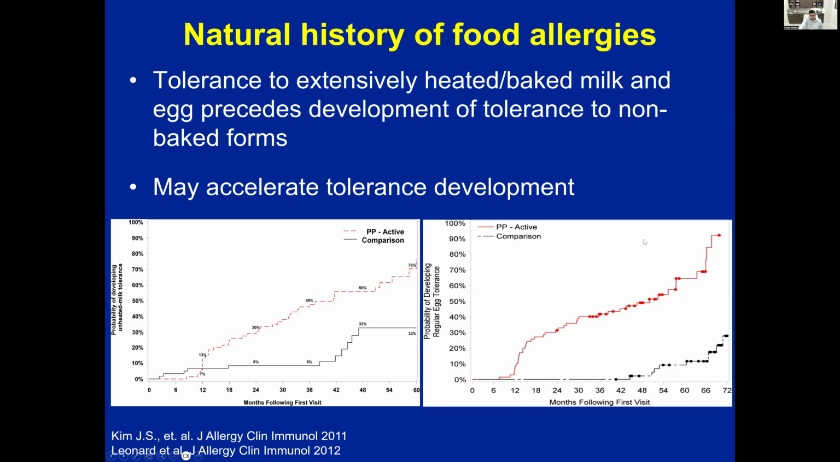And this has clinical implications. Especially, again, this is only for milk and egg. The implication is you may not want to completely have the child avoid milk or egg. If they're able to tolerate them in baked forms, it's actually better for the child to do so because they may outgrow their allergy faster than with strict avoidance. Again, we only have this data for milk and egg, not for other foods.